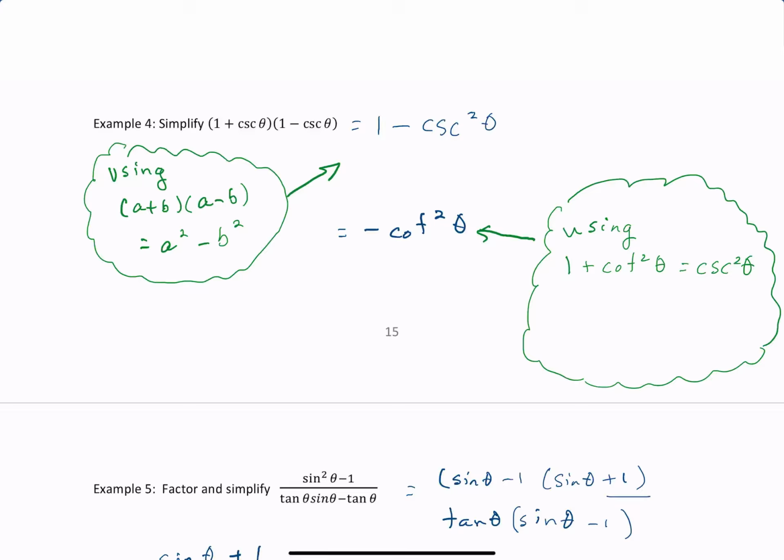cotangent squared of theta. Now how did I get that? Well, using the identity 1 plus cotangent squared equals cosecant squared, if you were to subtract cosecant squared from both sides and also subtract 1 from both sides, you would get 1 minus the cosecant squared of theta equals minus the cotangent squared of theta.